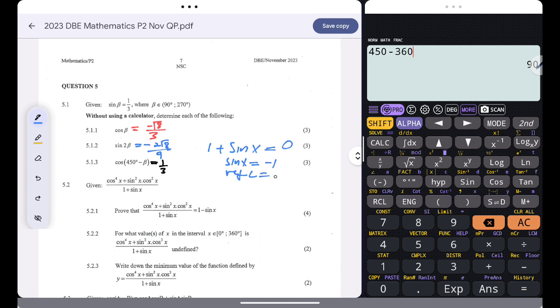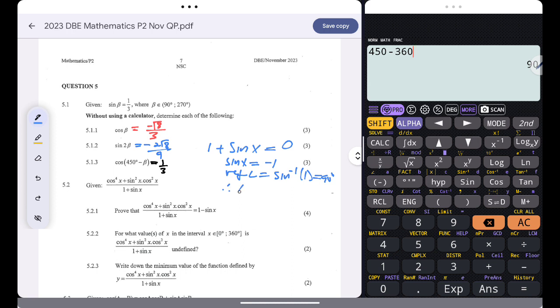My reference angle will be sine inverse of 1, then I'll get 90. I must only express my reference angle where sine is negative. Sine is negative in the third and fourth quadrant. In the third quadrant, we write angles as 180 plus the reference angle. So we'll have 180 plus 90, then we'll get 270 plus k360. In the fourth quadrant, we write angles as 360 minus the reference angle. So we'll have 360 minus 90, we'll still get 270 plus k360.